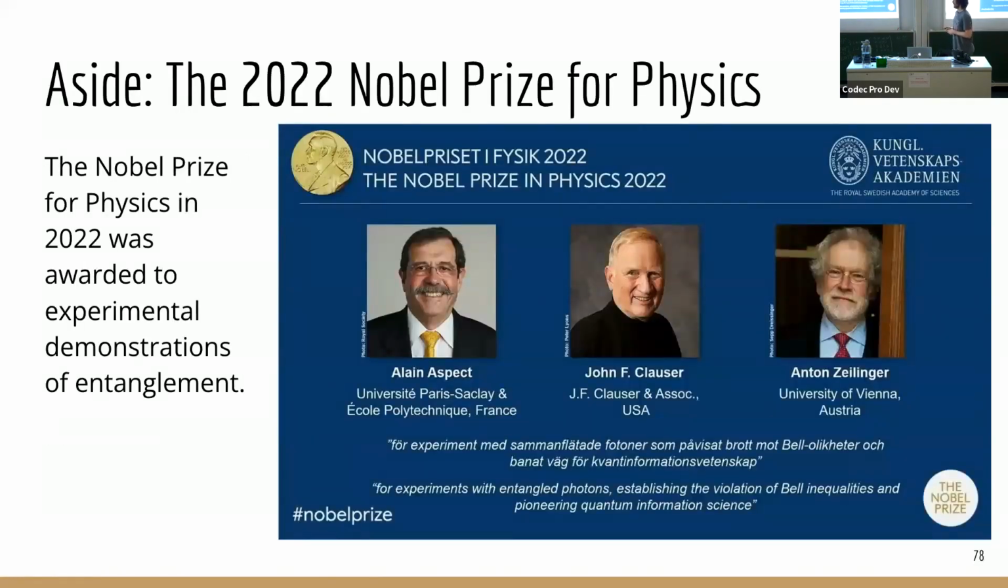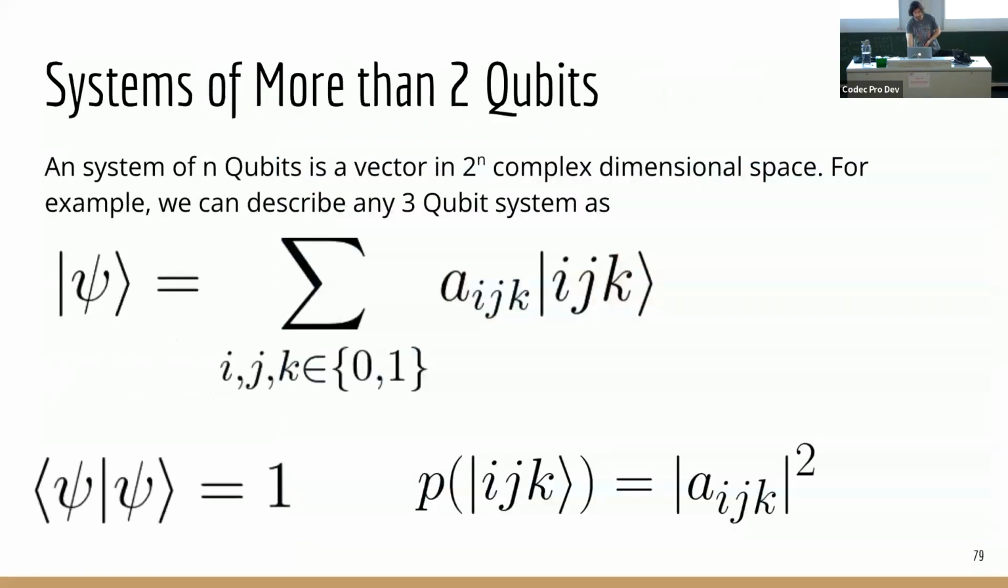And so this phenomenon of quantum entanglement is very, very intriguing. And just as a small aside, the 2022 Nobel Prize for Physics was awarded for some very rigorous experimental demonstrations of this phenomenon of quantum entanglement. So this is really cutting edge stuff that people are still trying to learn quite a lot about.